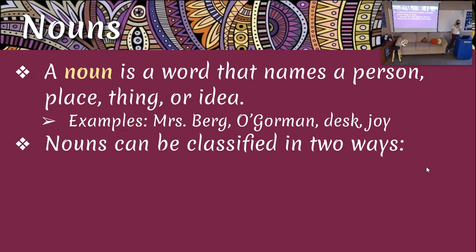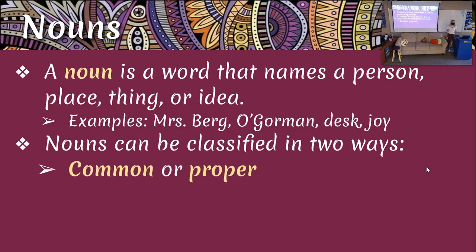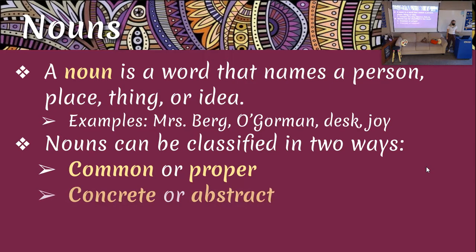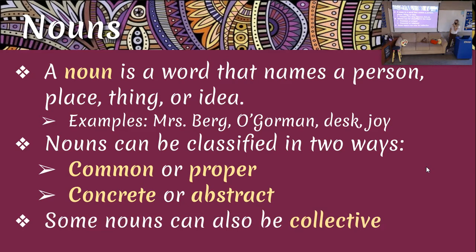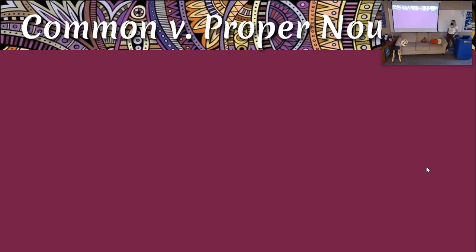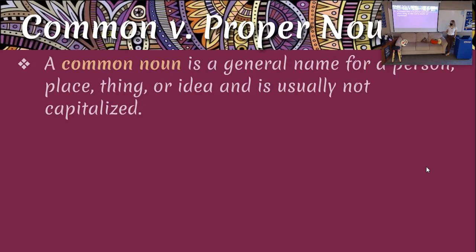Nouns are actually classified in 2 different ways. The first way that they can be classified is as either common or proper. And then the second way that nouns can be classified is concrete or abstract. We're going to take a look at what each of these categories means. There are also nouns that are called collective, and we'll get to those in just a minute. We're going to start with the first classification, which is common versus proper nouns.